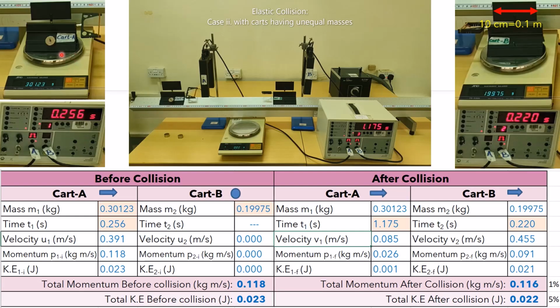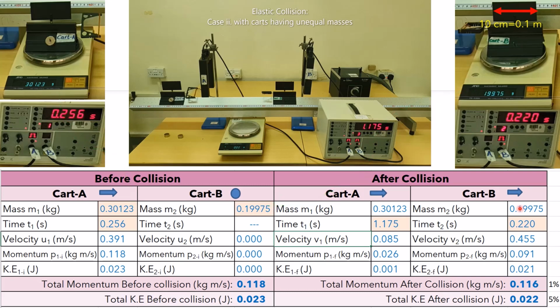In this case, the mass of cart A is more than the mass of cart B. The mass of cart A is 301.23 grams, whereas the mass of cart B remains the same, that is 199.75 grams. Divide these numbers by 1000 to convert them into kilograms. The same for cart B. Of course, these two values remain the same after the collision also.